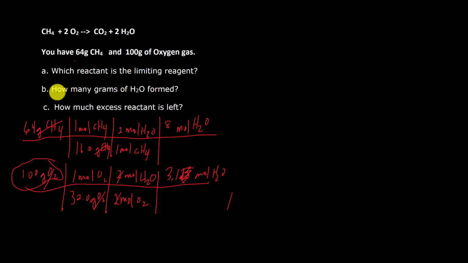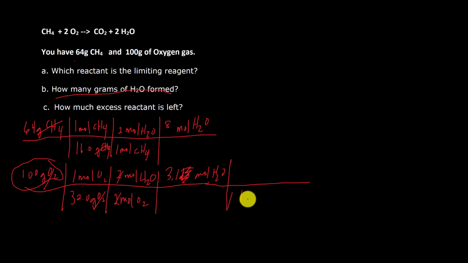Okay, so now the next question is how many grams of H2O were formed? This is the reason we used H2O as our reactant to calculate with. We kind of are able to save a step because we know we have to base all of these calculations now on the oxygen. And so we know that oxygen, we've already calculated this, it produces 3.1 moles of H2O.